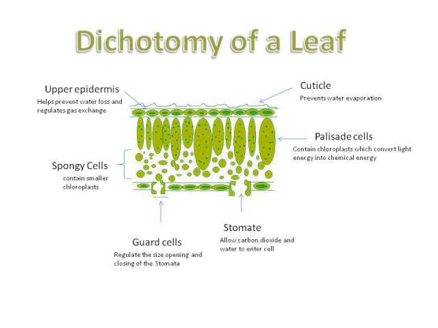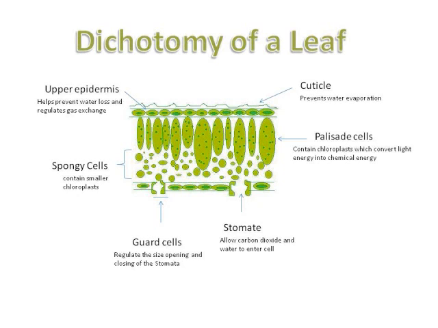Here is a cross-section of a leaf. As you can see, there are many important structures that help the plant function. The cuticle of the leaf is very waxy and it helps to prevent water evaporation in the plant. The palisade cells have chloroplasts that convert light energy into chemical energy for the plant.